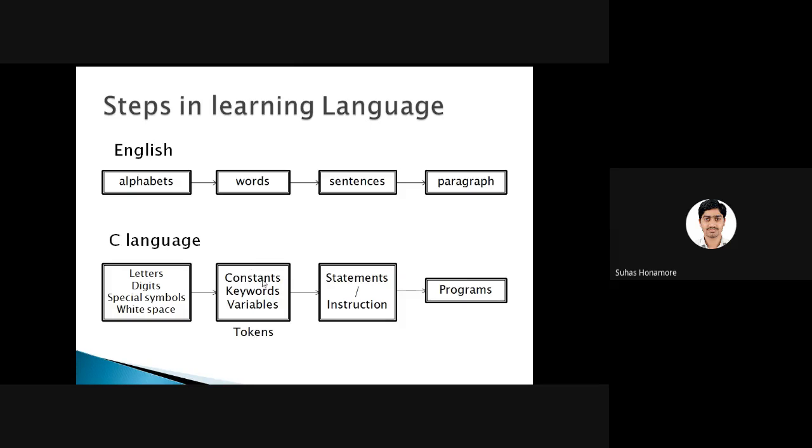Then a collection of tokens together will form a statement. Each statement will end with a semicolon. Like in a sentence, whenever it is over we give a full stop in the English language, the same thing in C language: whenever a statement is over, we write a semicolon at the end. So it's the end of the statement. A collection of these statements together will form the program. So this is what we have studied.